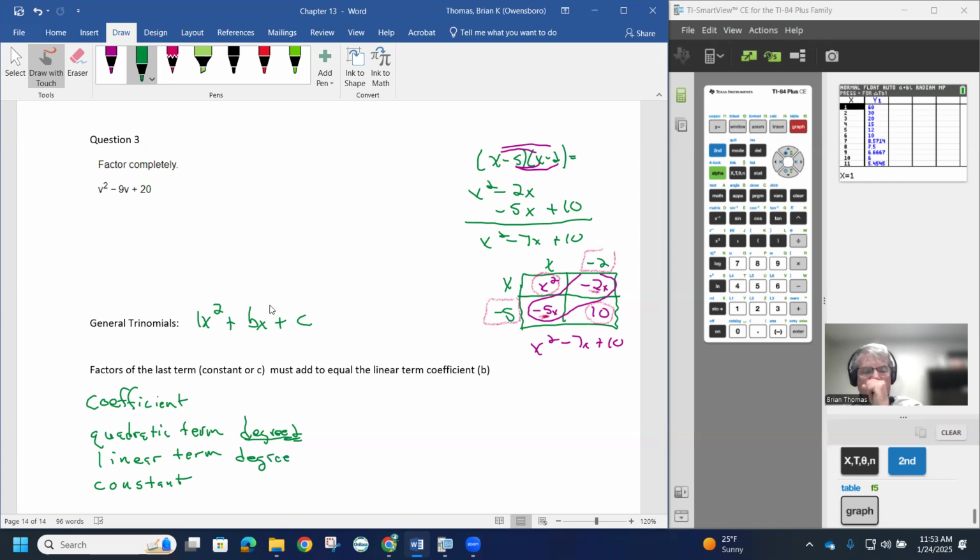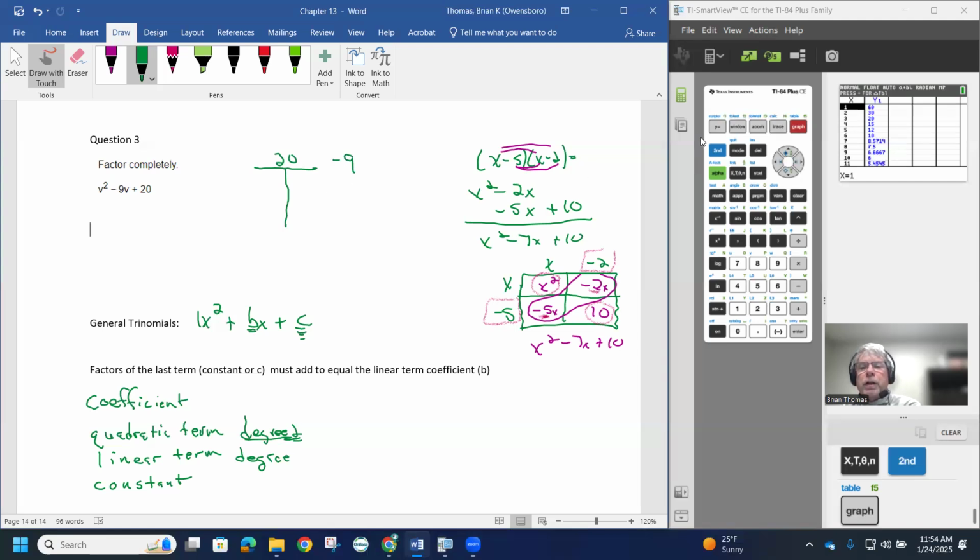And notice how x has a power of 1 here. We just don't show it. So linear term is degree 1. So this is called the linear term because x has a power of 1. So we're focusing on its linear coefficient, or simply the b. So really all we have to do is focus on these two items, the factors of the c that add up to b. So in our example, if we look at the factors of 20, they must add up to a negative 9.